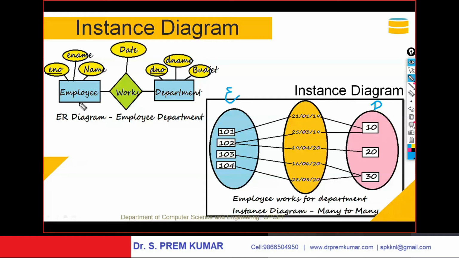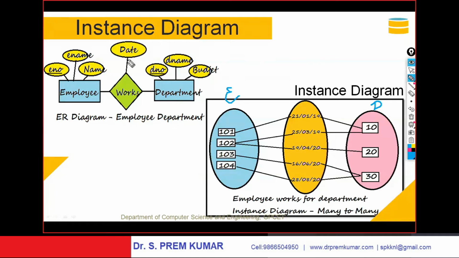A generalized diagram is an ER diagram. If you draw a specific diagram by taking some data, that is an instance diagram. ER diagram stands for entity relationship diagram. You need to differentiate between the entity relationship diagram and the instance diagram. A generalized diagram has employees and departments, that's all. I'm not saying employee 101, 102, 103, or department number 10, 20, 30. There are employees, there are departments, and employees are working for departments.